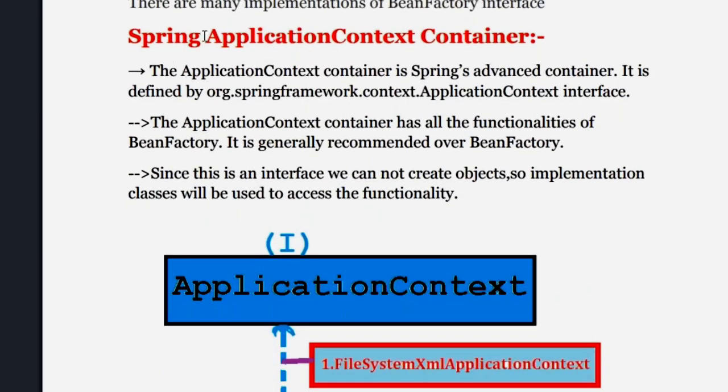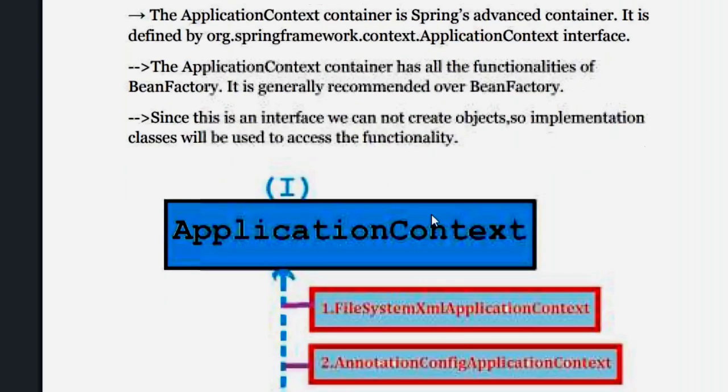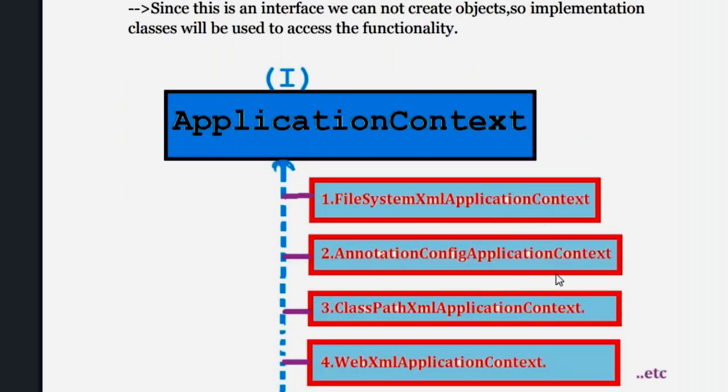Second type is application context. It is an advanced container, and it is defined by org.springframework.context.ApplicationContext. It has all its own functionality, and in addition, it has the Bean Factory container functionality. So it is highly recommended to go for the application context container instead of Bean Factory. A few of its implementation classes are FileSystemXmlApplicationContext, AnnotationConfigApplicationContext, and so on.